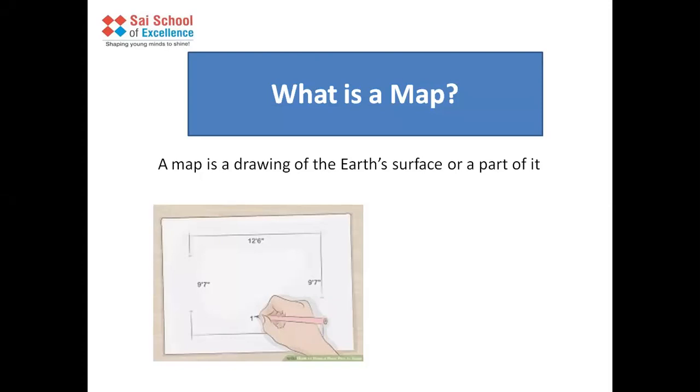Now, let's understand what is a map. A map is actually a visual representation of an area that depicts locations and routes in that area. So in short, a map is a drawing of a place on a flat surface.